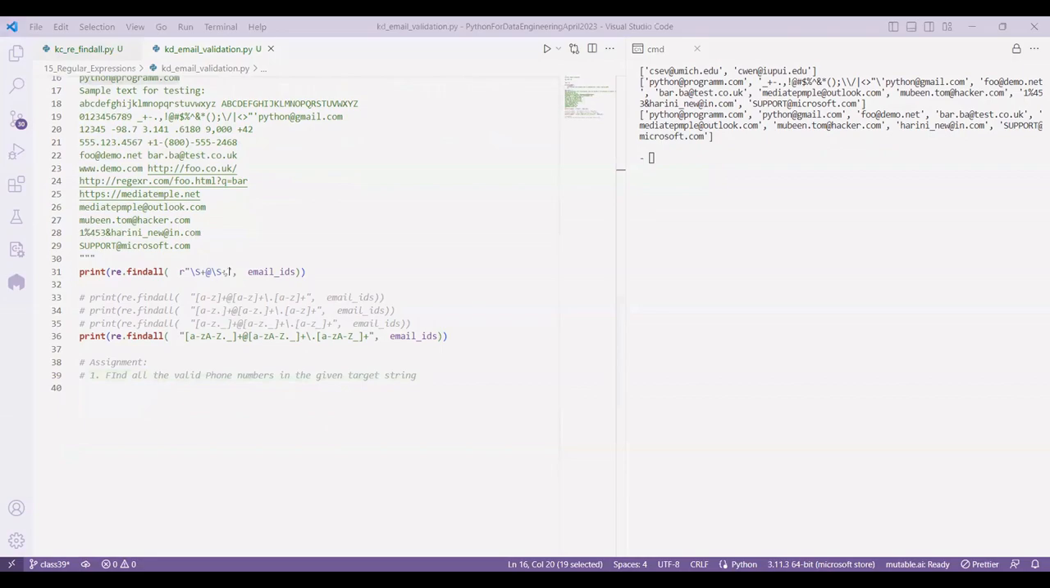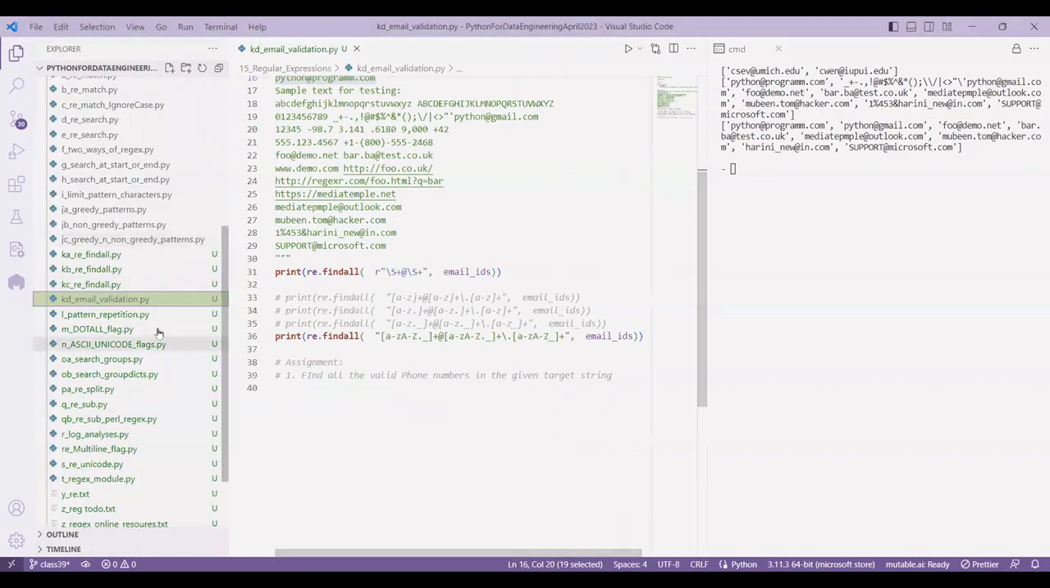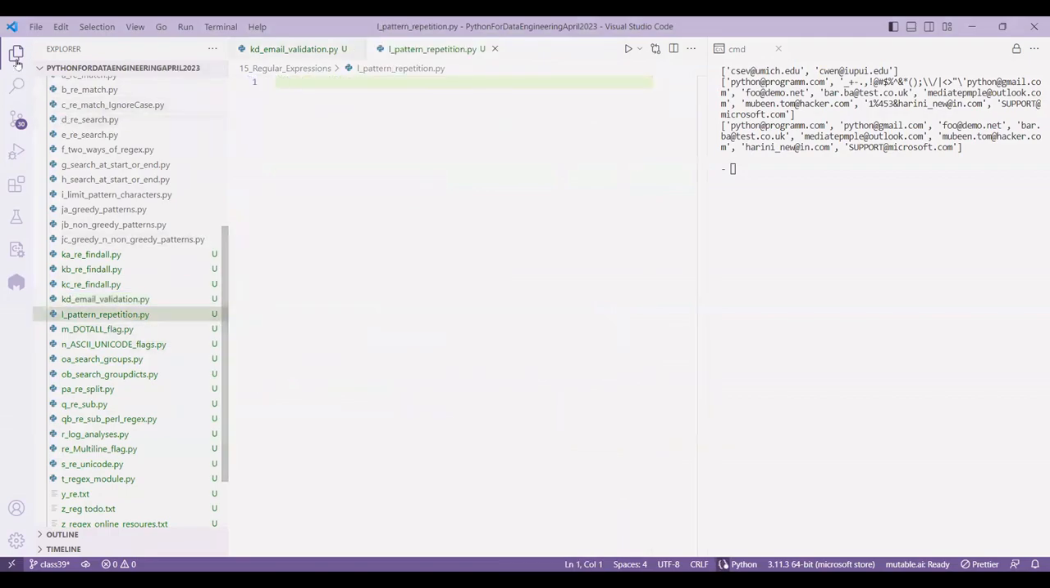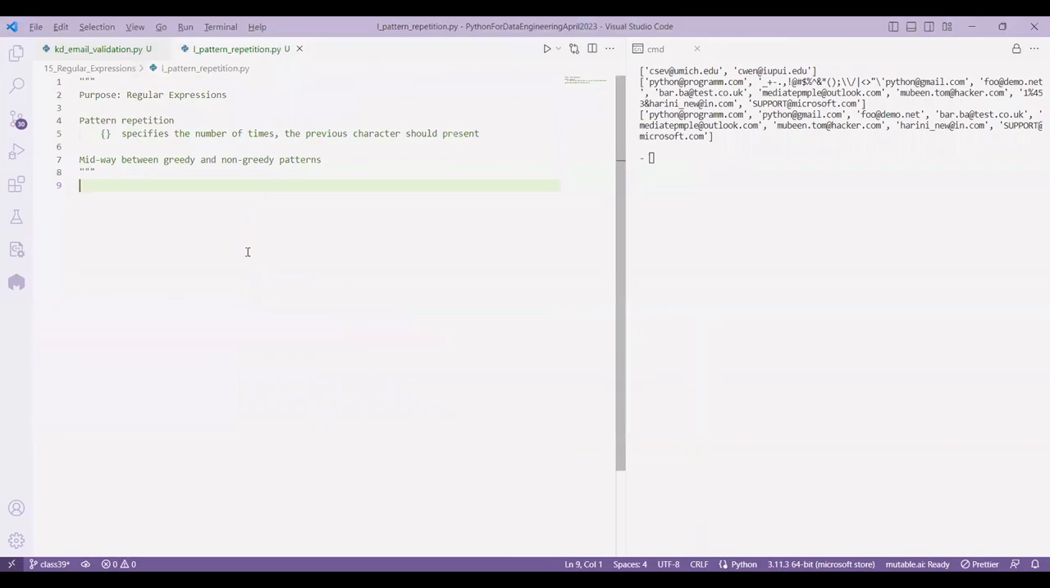Next. Till now you understood about the patterns and how many occurrences you are finding. But sir, what is the maximum number of occurrences it can be? This concept is called pattern repetition.